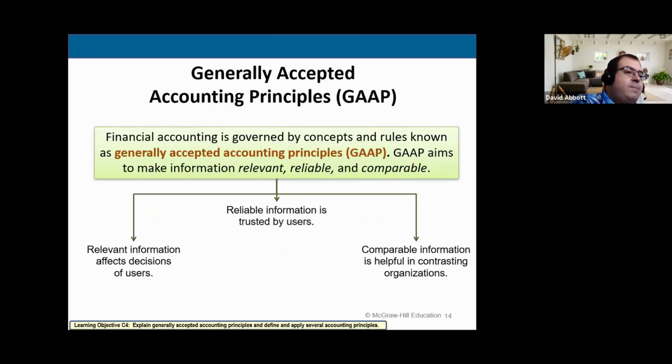So, generally accepted accounting principles. You'll also see it right here, GAAP. You'll also see it written out that way. Now, financial accounting is governed by concepts and rules known as generally accepted accounting principles, or GAAP. GAAP aims to make information relevant, reliable, and comparable. So these are standards that every business in the United States has to keep. In other countries, they've adopted similar things, and so it allows things to be comparable.